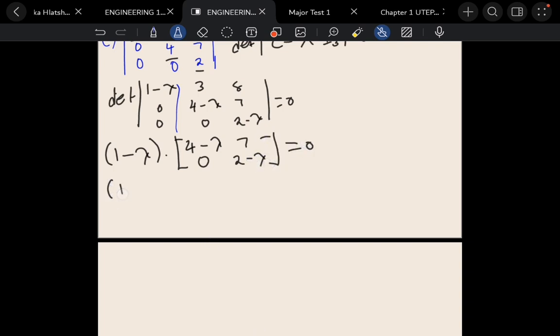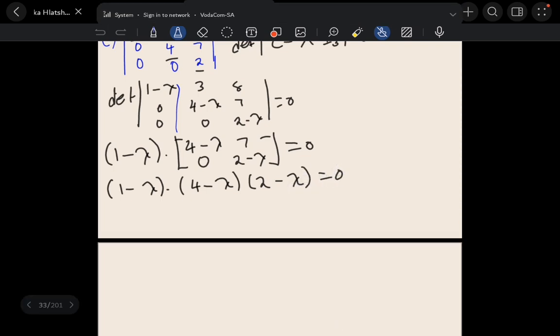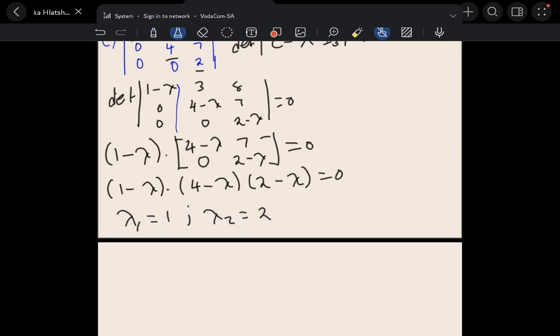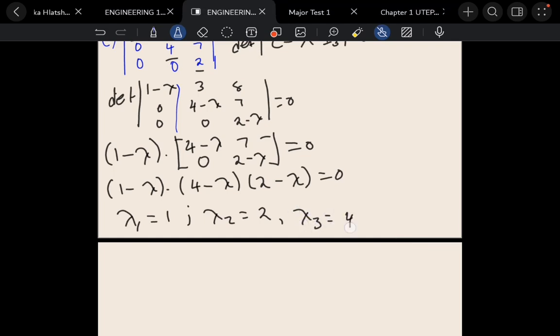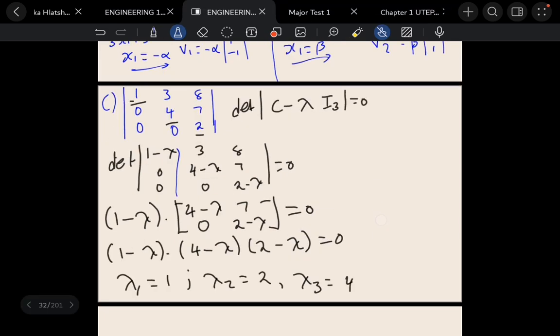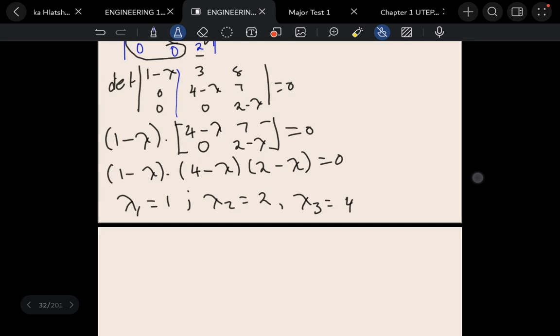And then if you proceed by simplifying this, I'm going to have 2 minus lambda equals 0, because 0 times 7 is 0. So you see that lambda 1 is 1, lambda 2 is 2, and lambda 3 is 4, right? So whenever you have a matrix in this form, with this lower triangle, your eigenvalues are the entries in the main diagonal.